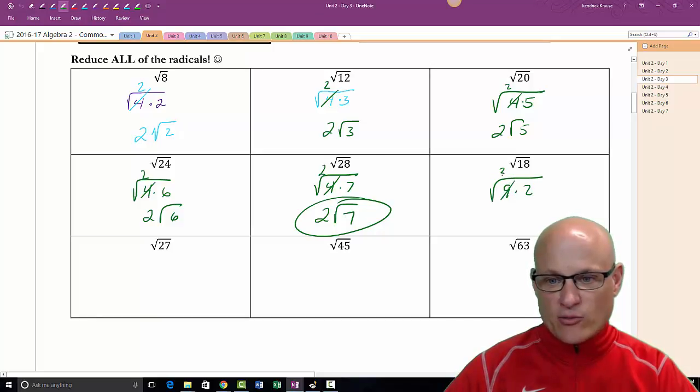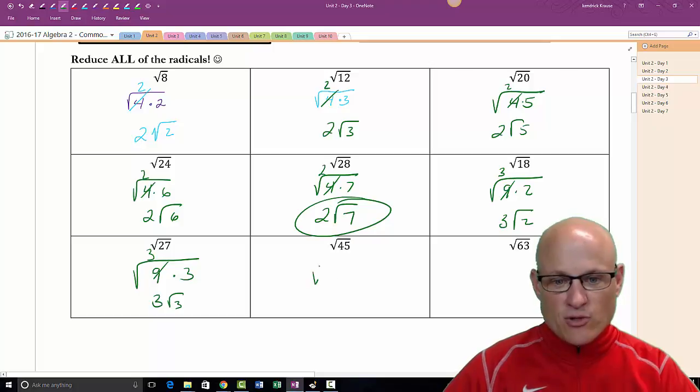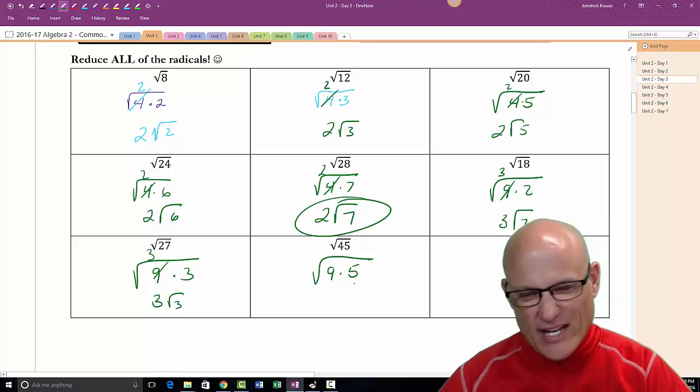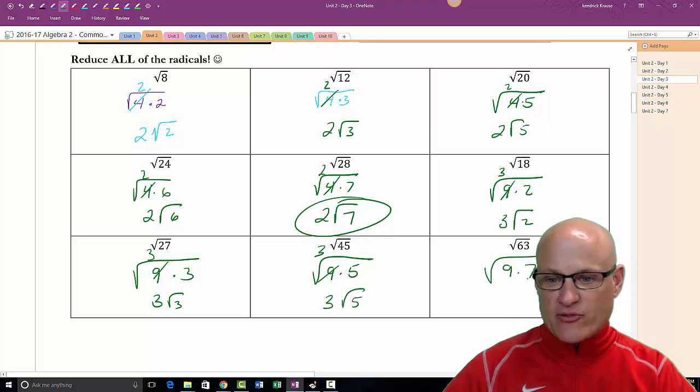The square root of 9 is 3. This becomes 3 square roots of 2. This is the square root of 9 times 3. Square root of 9 is 3, so this is 3 square roots of 3. Square root of 9 times 5. Now, I didn't do 9 times 4 because that's 36, and that's a perfect square. We didn't want to use that one. Square root of 9 is 3, so that's 3 square roots of 5. And this is the square root of 9 times 7. Square root of 9 is 3. 3 square roots of 7.